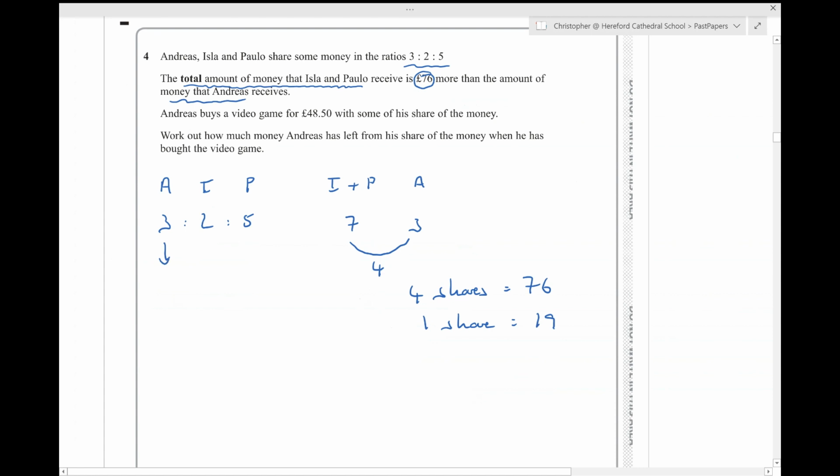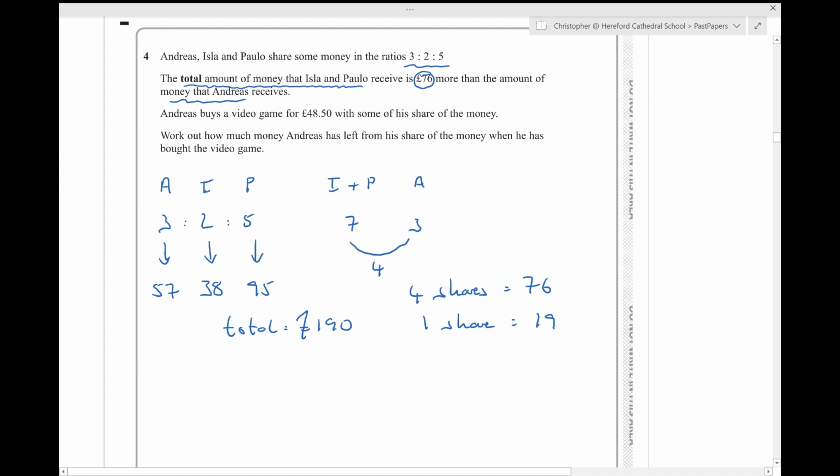Andreas is getting 3 times 19. By the way, I have no idea what the question is asking me at the moment. I'm simply working out how much money each person gets. That's going to be 5 times 19 for Paolo, 95. So that's how much each of them gets, just in case that's useful. I'm probably being ridiculous now and working out lots of things I don't need to, but the total amount of money they receive is £190.